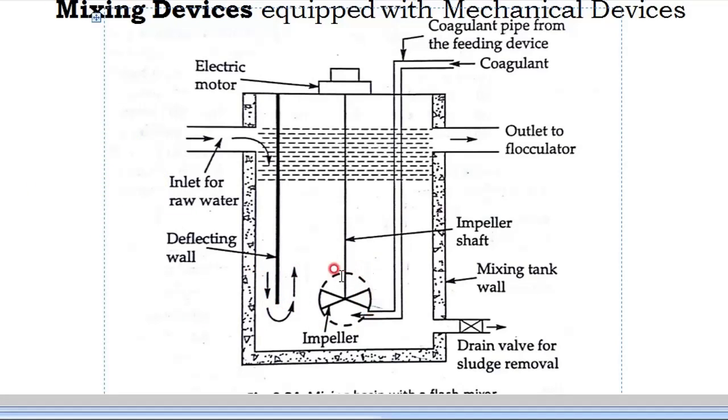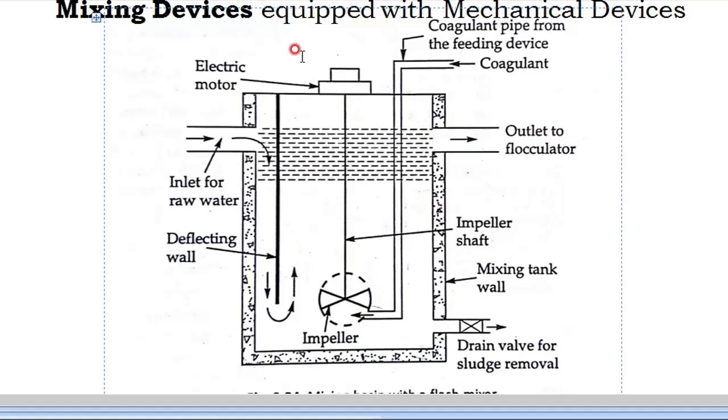Then here one impeller is there. It will rotate in this direction by this electric motor. The coagulant enters here from the feeding device through this pipe. It may be wet or dry. It comes right where the impeller is rotating. It continuously rotates and mixes with the raw water, and the mixed quantity comes out to the next unit, the flocculator.